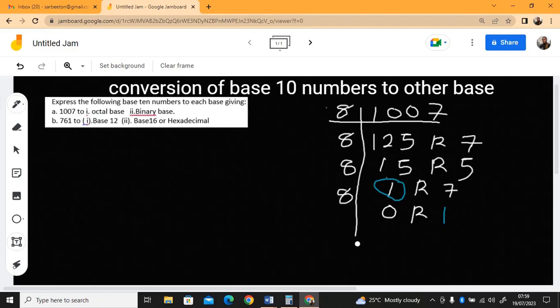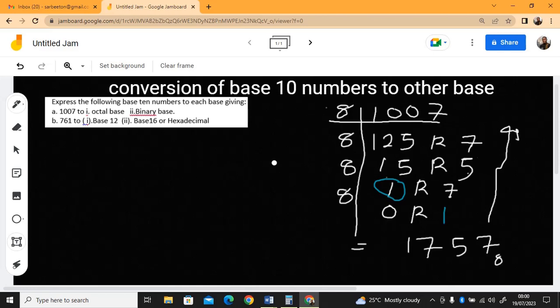So my final answer here now is, you now go from the bottom, you move from the bottom. So it's going to be from here, here, here, and here. So my answer is now going to be what? 1, 7, 5, 7. So you start your counting from the back. 1, 7, 5, 7. That's how you do it. So it's now in base what? In base 8. Because ordinarily this 1007 is in base 10.